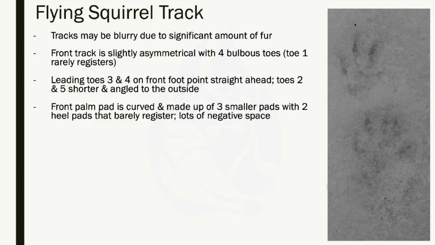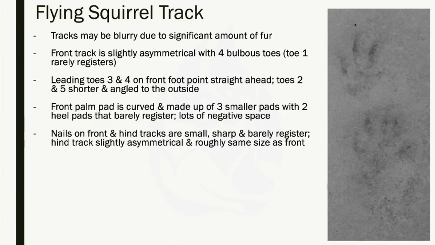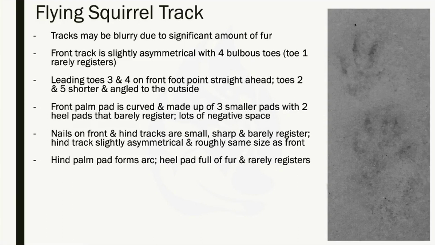Okay. The front pad is again curved. You can't really see here, but it's made up of 3 smaller pads, and it didn't really register here, but there's our 2 heel pads, which sometimes will show up with lots of negative space between them. Okay. The nails are small on the front and the hind track, so they're not really going to register very often. The hind track is, again, very slightly asymmetrical, but if you drew a line down the middle of it, it's going to mostly match up from the left to right, and it's about the same size as the front foot. Okay. Again, you'll get this arc across here, but because of the fur on there, it's hard to make out.